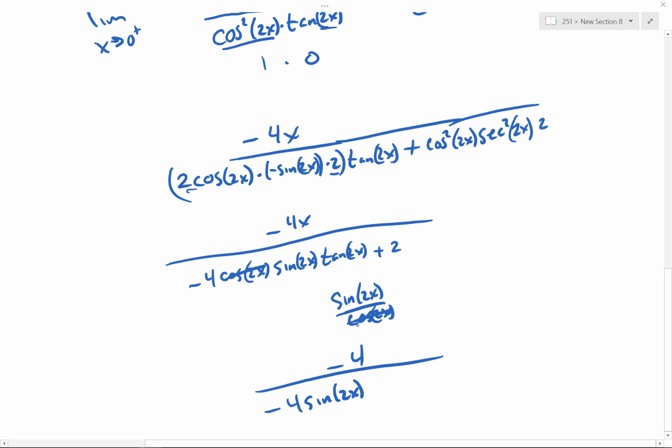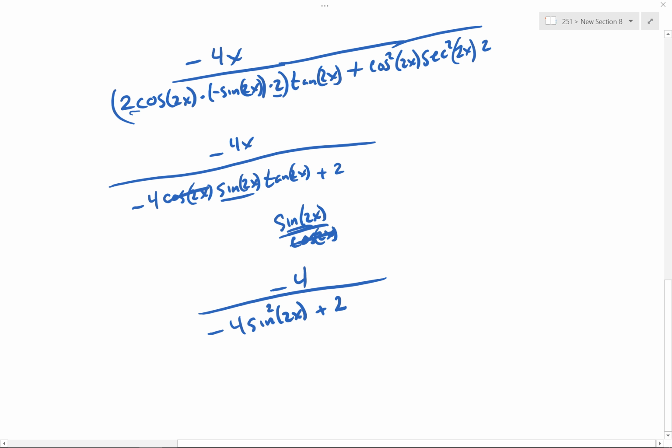And sine, and then there's a sine here and a sine here, so there's two of them, plus 2. And so now if I take the limit as x approaches 0 from the right, well, of course, the numerator is negative 4. So no matter what else happens, I'm done using L'Hopital now. Plug a 0 into here. This is 0, so 0 plus 2 is 2. The answer is negative 2.